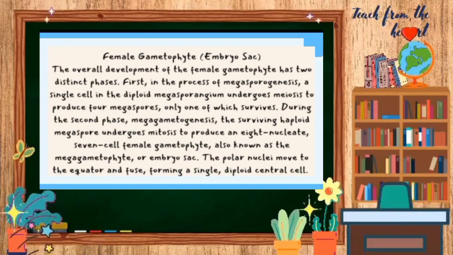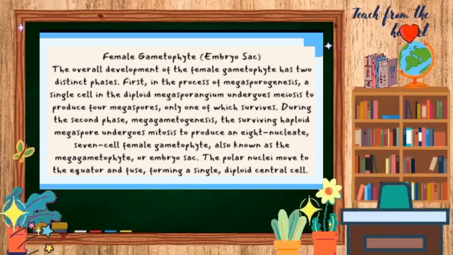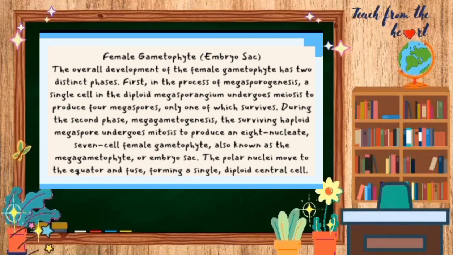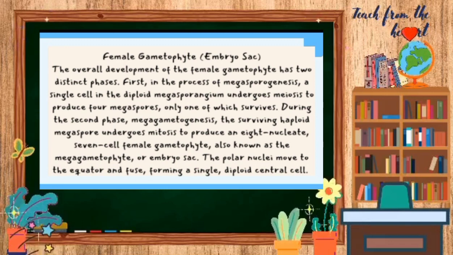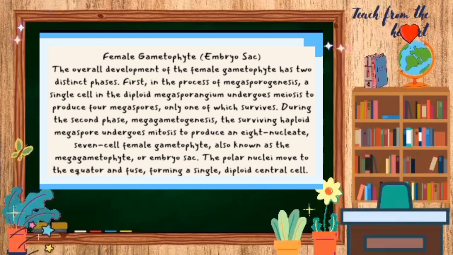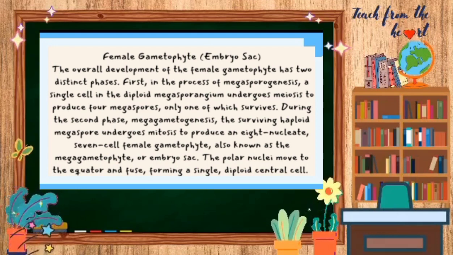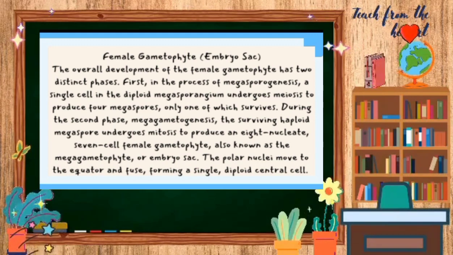Female gametophyte. Embryo sac. The overall development of the female gametophyte has two distinct phases. First, in the process of megasporogenesis, a single cell in the diploid megasporangium undergoes meiosis to produce four megaspores, only one of which survives during the second phase. Megagametogenesis, the surviving haploid megaspore undergoes mitosis to produce an eight-nucleate, seven-cell female gametophyte, also known as the megagametophyte or embryo sac.